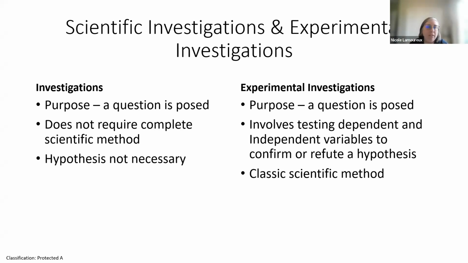So there is a purpose. There should be some kind of question. They're observing a phenomenon: how does this work? Why is this happening? It doesn't require a complete scientific method, and a hypothesis is not always necessary. In an experimental investigation, there is also a purpose and a question that's posed, but it involves testing dependent and independent variables to confirm or refute a hypothesis, and it follows that classic scientific method. Okay, so in primary, you're not so concerned about that, and we'll touch on that a little bit later as well.